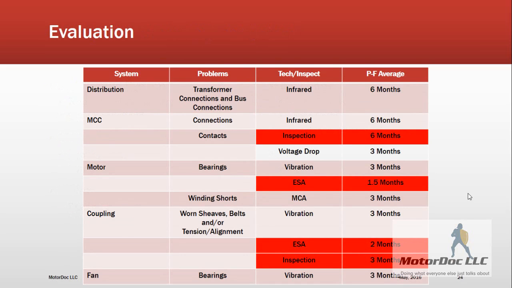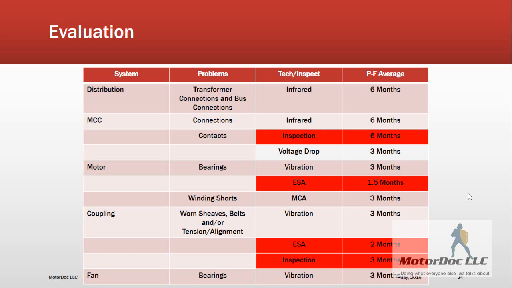Through an understanding of options, inspections, and technologies available, as well as the average time of the P to F with each method, optimal solutions can be determined. With the ability to detect the transformer and bus connections approximately 6 months out, infrared can be selected to be performed at half of 6 months, or quarterly. For motor control center connection problems, infrared can be used quarterly. With contacts, an inspection of the contacts can detect problems 6 months out, but in this case, it also requires an intrusive maintenance practice. An alternate method is a voltage drop test performed every 6 weeks.